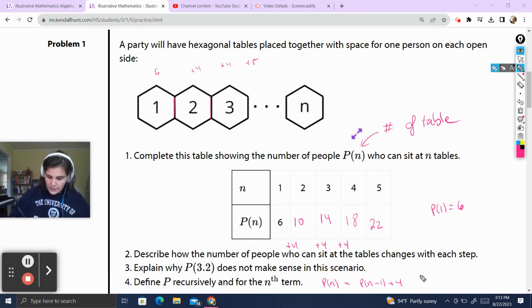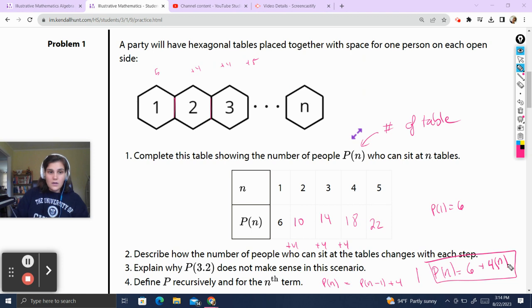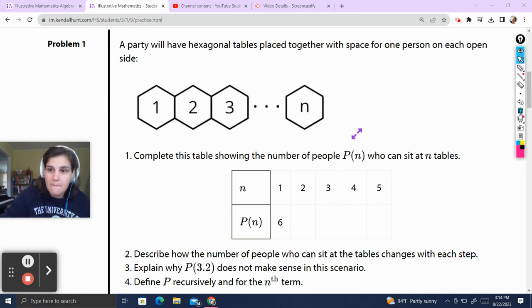So before we go on to the next question, we want to figure out what P of n is where we don't have this extra function in here. Well, just like we talked about last time, we're going to replace the first term with the first amount that we have, which is going to be 6, and 6 people can sit at one table. And then we're going to add as many times the number of tables that we add on to that function, which gets P of n is equal to 6 plus 4n. So there are 2 different ways of defining the same function. Let's go on to the next question.